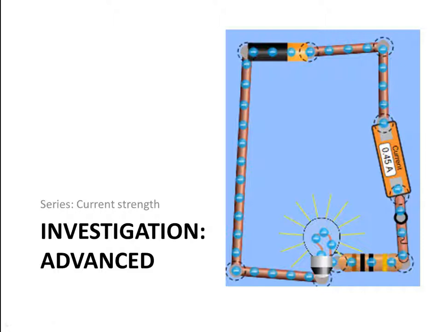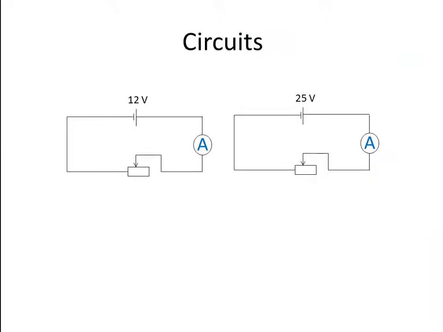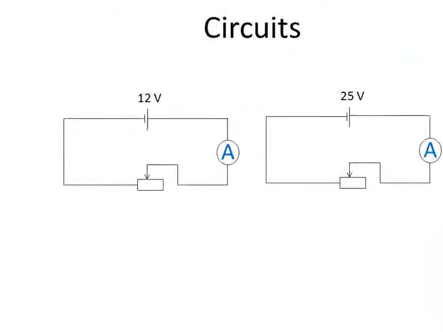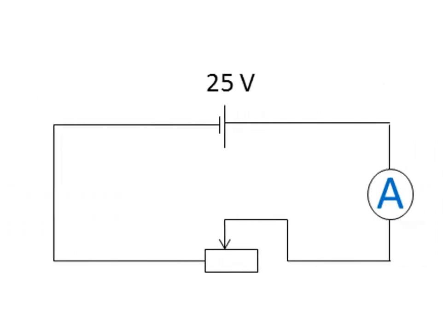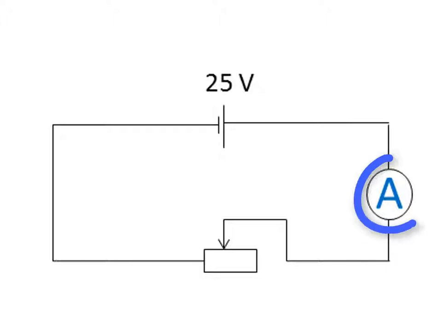Let's extend our investigation into the effect of resistance on current strength and get more data and a more solid investigation about this topic. To do that, we're going to use two circuits, one with a 12-volt battery and the other with a 25-volt battery. Both circuits are going to have an ammeter in the circuit measuring the current strength.